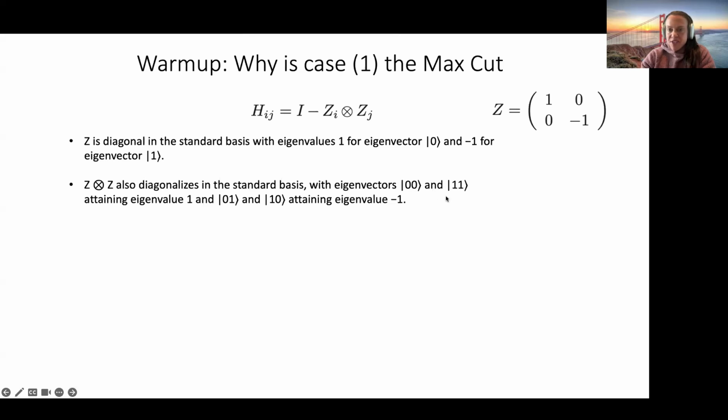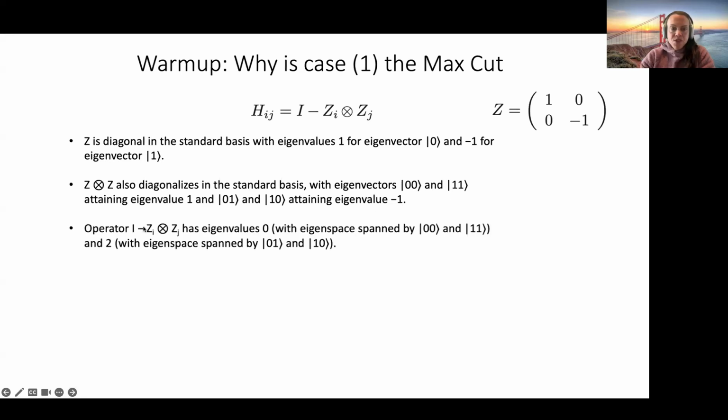And by the properties of tensor products, these two, 0,0 and 1,1, have eigenvalue 1, and 0,1 and 1,0 have eigenvalue minus 1. So now identity minus this has eigenvalues either 0 or 2. Identity, everything is an eigenvector. So in particular, those 4 are the eigenvectors of this big matrix. And identity minus, so our local term, has eigenvalue 0 with the 0,0 and 1,1 eigenvectors, and 2 with the 0,1 and 1,0 eigenvectors.